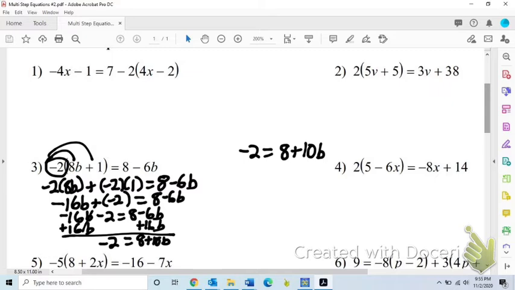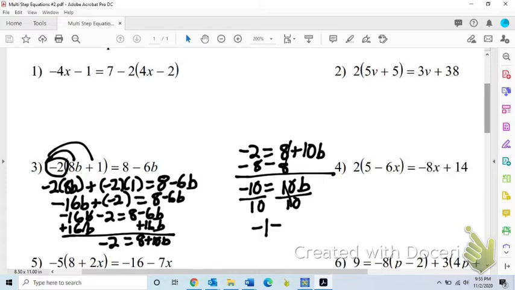So rewrite it so we have better clarity. We're going to subtract 8 from both sides because, again, we are isolating our variables using inverse operations. It's a plus 8 there that we need to get away. It's attached via addition and subtraction, so we have to use addition and subtraction to get rid of it. So now we have negative 10 equals 10b. We're going to divide both sides by 10 and get negative 1 equals b. And that's our answer.